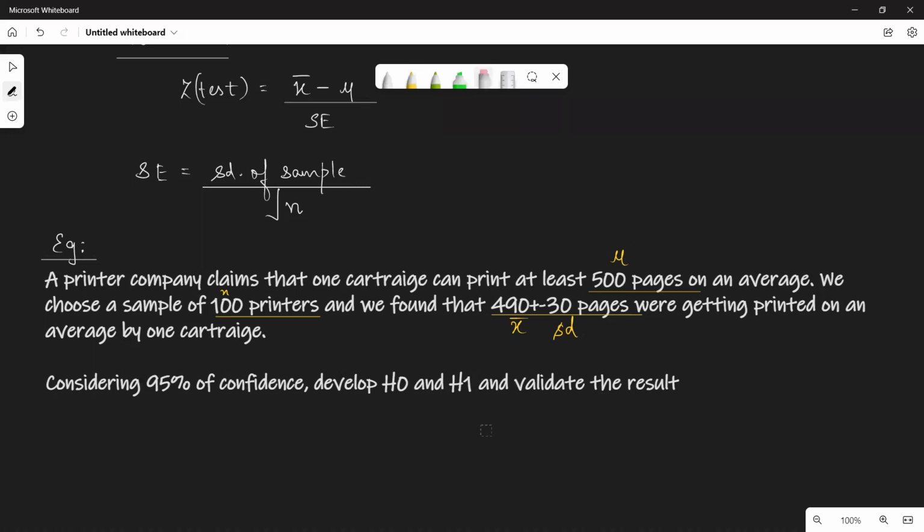Okay. Why is it your standard deviation? Because it talks about the spread of the data, so 490 plus 30 or 490 minus 30. It is talking about the dispersion. That is why 30 is your standard deviation, because we know that standard deviation and variance are interrelated. If we take the square root of variance, we get standard deviation.